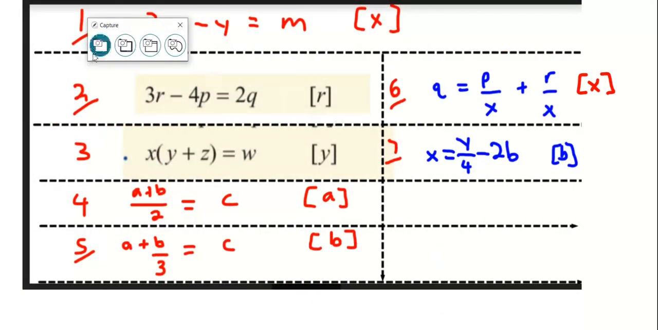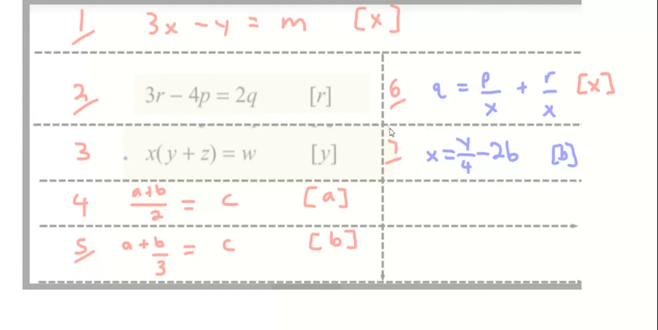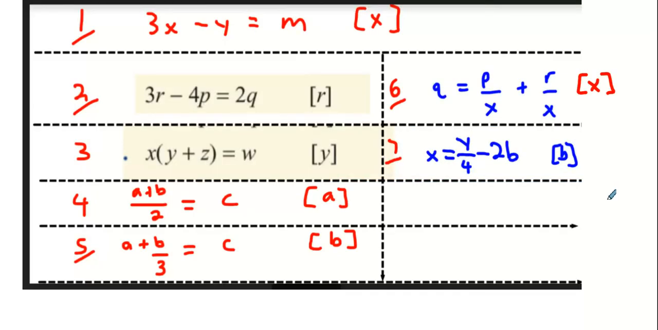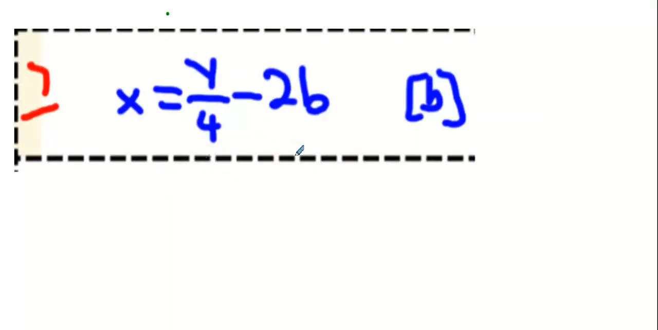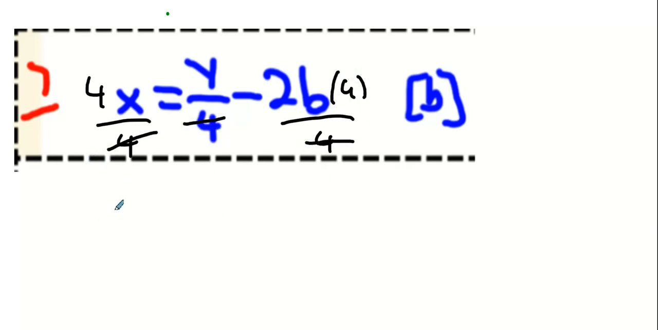Now, last one. We've got to get b on its own. So the question is x equals y over 4 minus 2b. Let's see what we can get here. Once again, get a common denominator. Put a 4 on the bottom and a 4 on top. Cancel the 4's, and we're going to be left with 4x equals y. But remember, minus 2b multiplied by 4 is minus 8b.